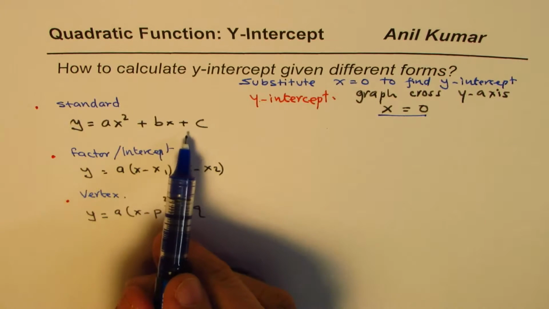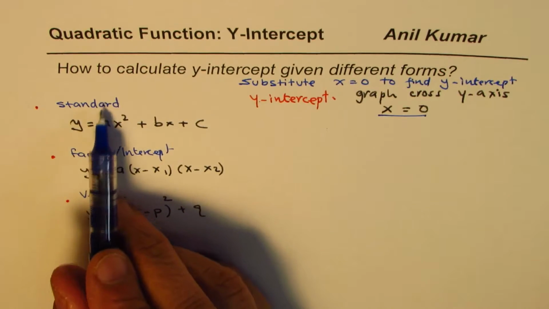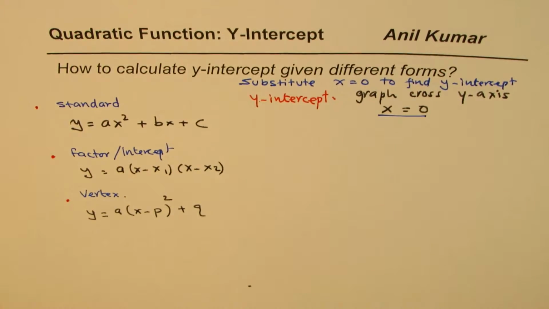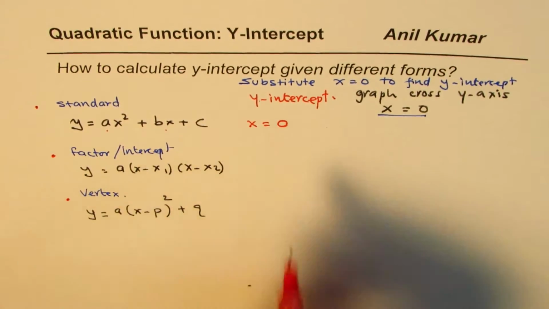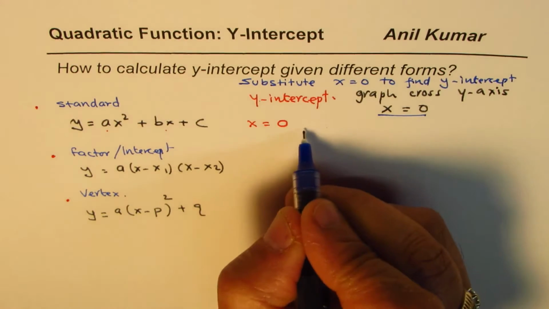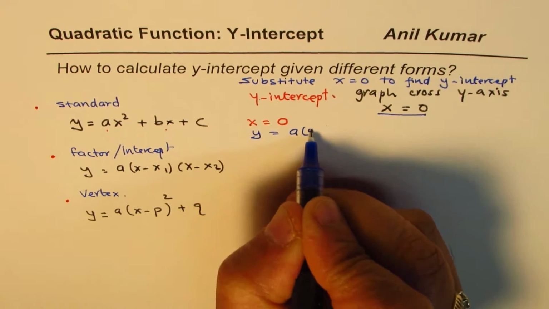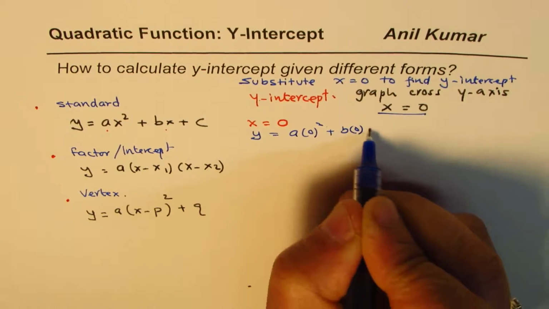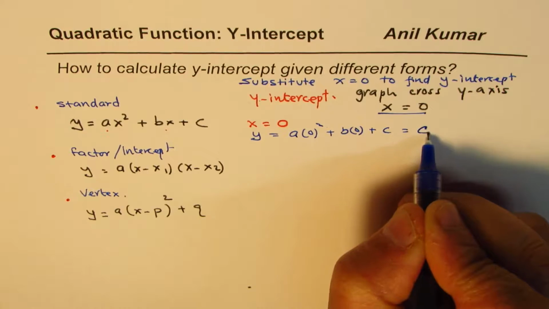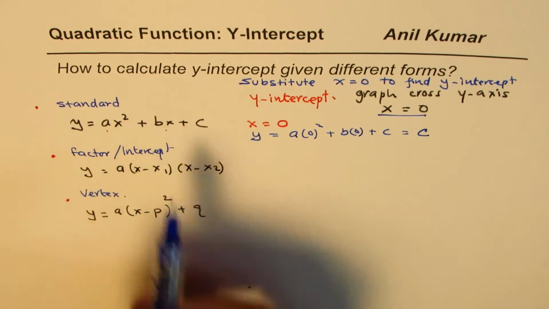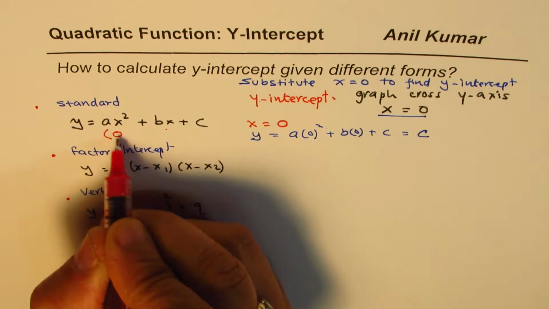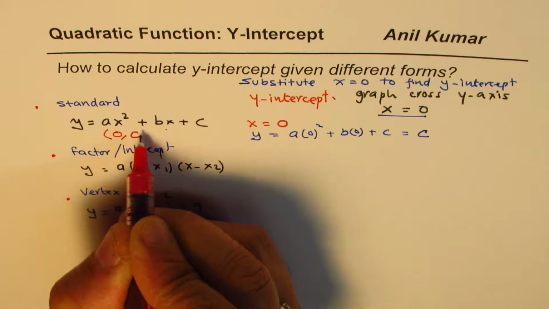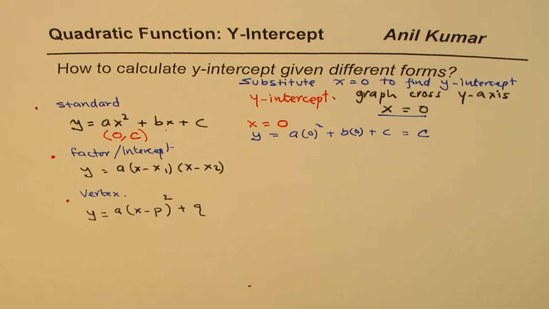In the first case, standard form is probably the simplest form. In standard form, c is the y-intercept. So in this case, if I write x equals 0, whatever may be this equation, what do I get? I get y equals a times 0 squared plus b times 0 plus c, and that is indeed c. So the y-intercept is c. So when given in standard form, the y-intercept is c. So I could write this coordinate as x value 0, y value c. Is it okay? That becomes the y-intercept when the equation is given in standard form.